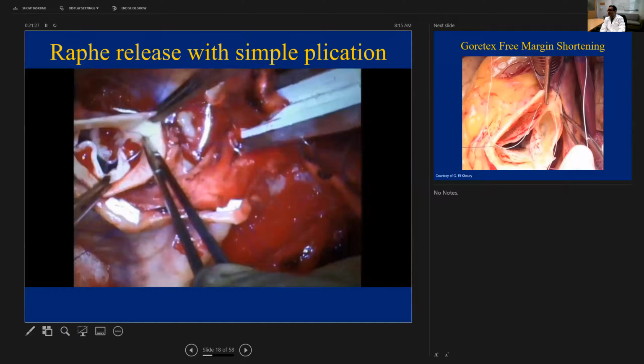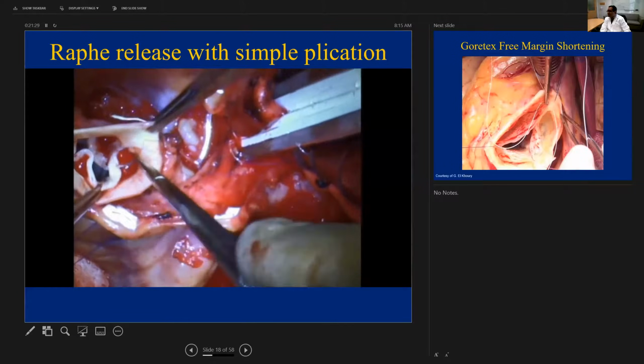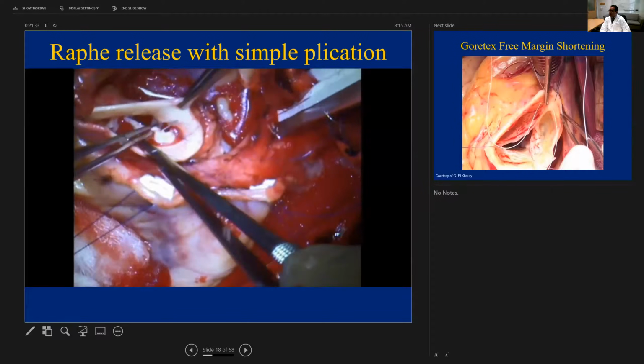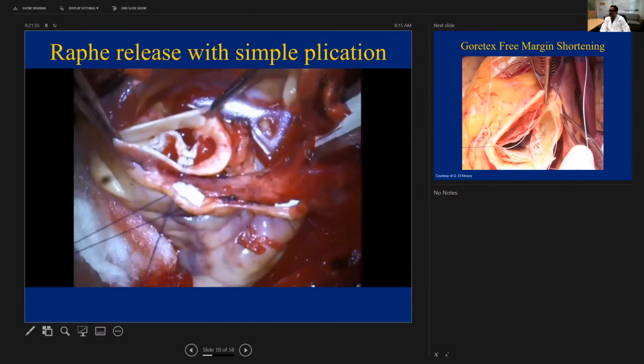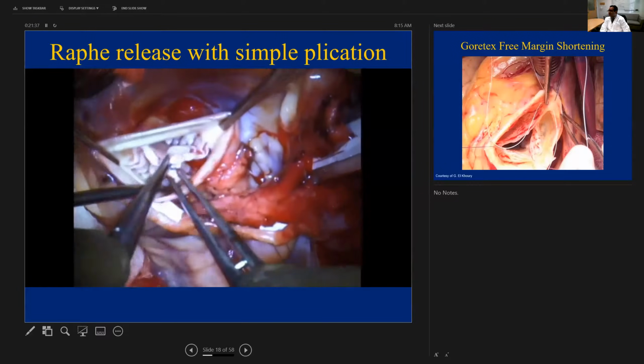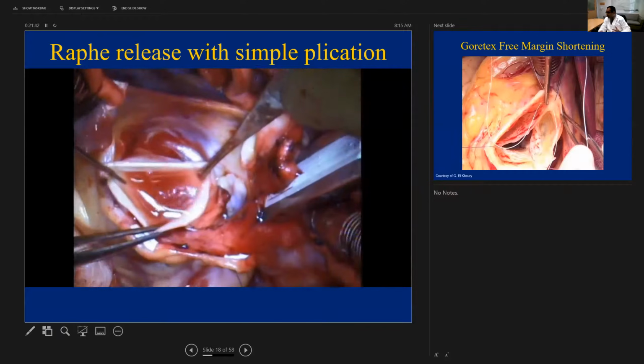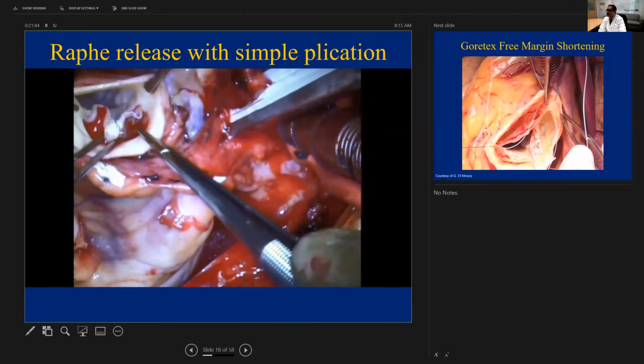You can see here that there is a cleft in the conjoint cusp that we're repairing. This is a patient with wide open aortic insufficiency. And clefts like this can be repaired. And once you achieve free margin equalization and there's good mobility, a valve like this can be quite competent and can be preserved.